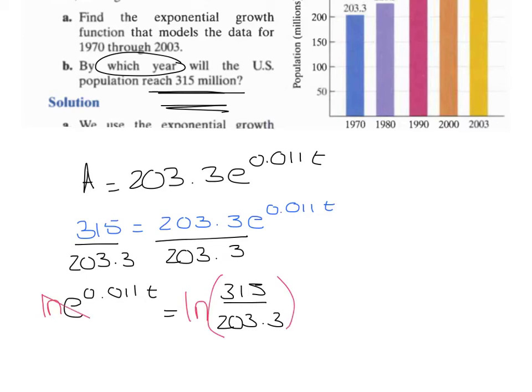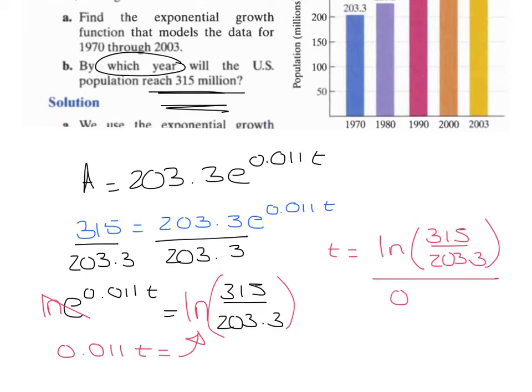And now I have 0.011t equals this. So in order to get t by itself, divide by 0.011. So t equals ln of 315 divided by 203.3, divided by 0.011. Remember, we're talking about years, so let's approximate to the nearest year. Go ahead, put it in your calculator and check your answer against mine.